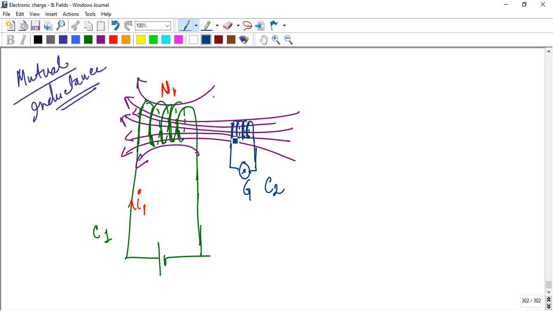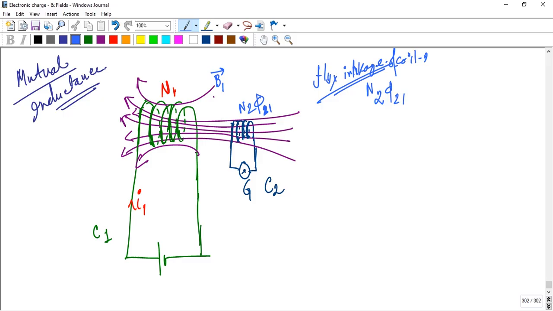Okay, now inside coil 2, let the number of turns be N2, and the flux in coil 2 due to coil 1 is produced by the field B1. The flux linkage of coil 2 due to coil 1 is N2 phi 21.